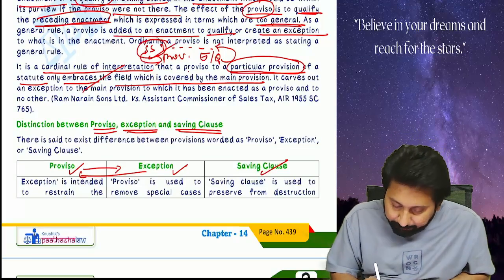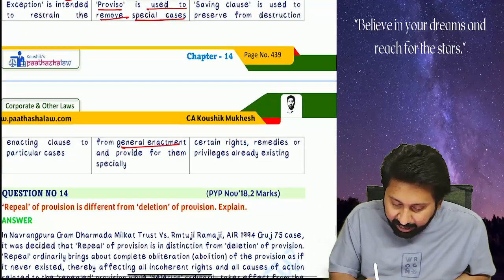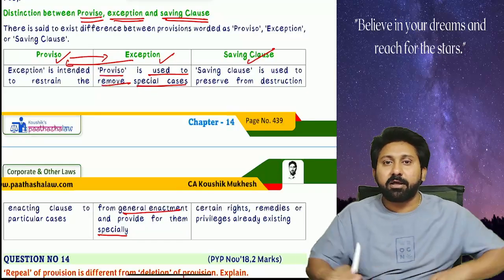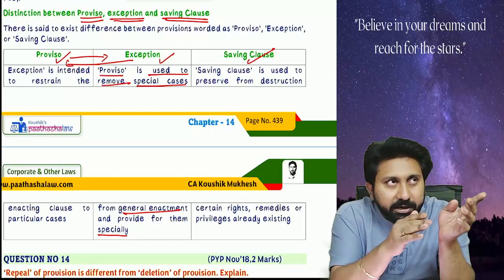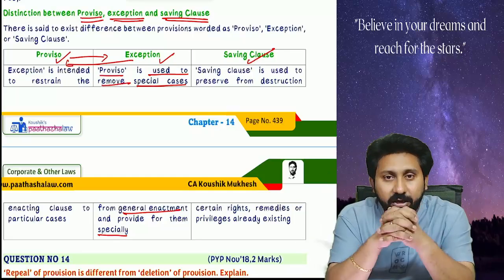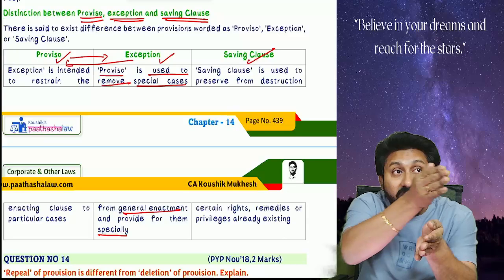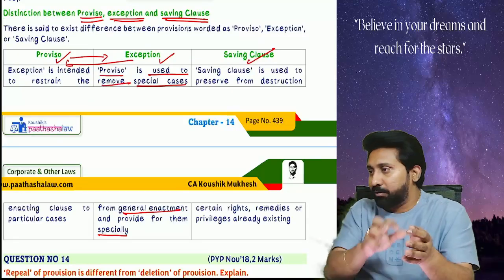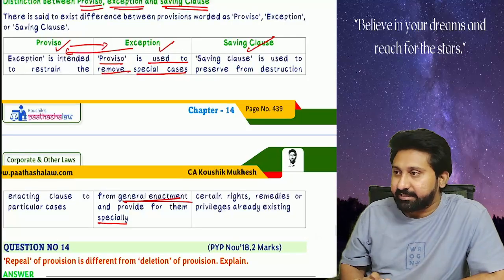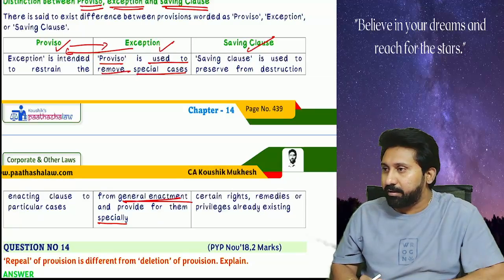A proviso is used to remove special cases from the general enactment and to provide for them specially. Means what? Generally, whenever notice is to be given, you should give the notice 21 days before. It is general. If I wanted to provide a special thing which is not there in this, then you will create a proviso. That proviso creates an exception. A proviso is used to remove special cases from general cases. Generally 21 days, but 14, lesser than 21, is also possible. Therefore, a proviso will come. Am I clear?